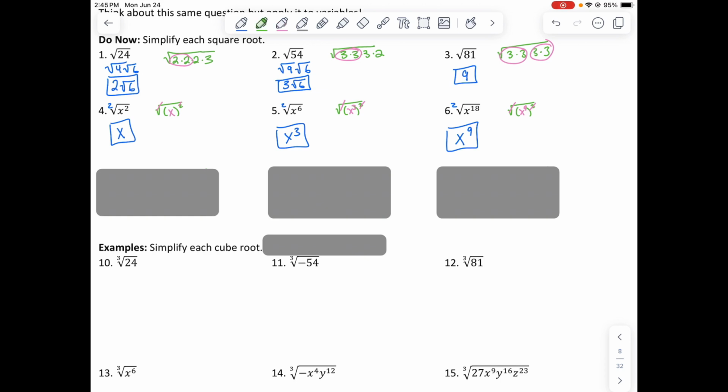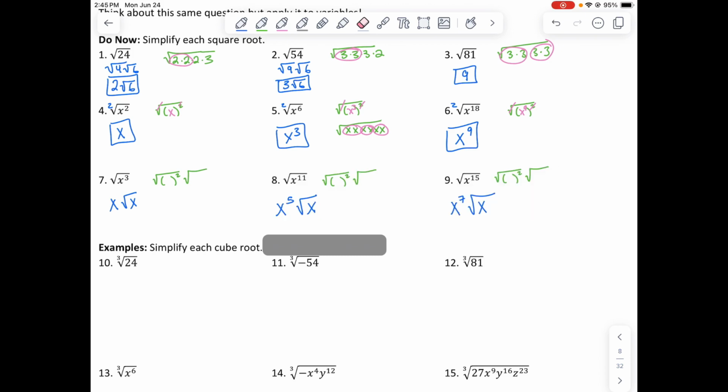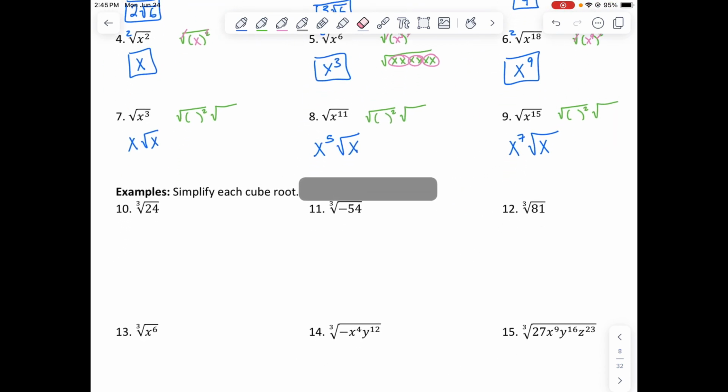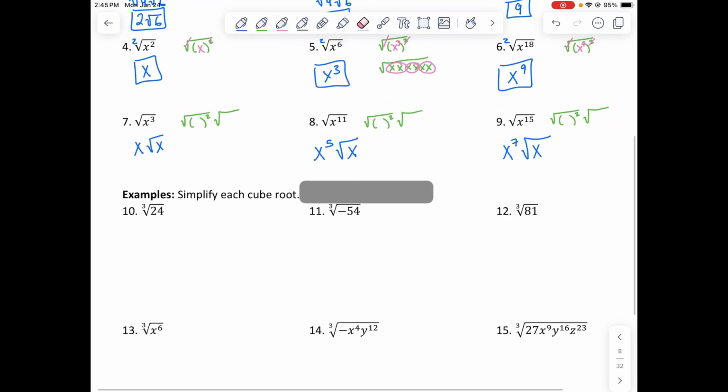Or you could imagine writing out all of your x's. I'm not going to write out 18 x's, but I will write out the 6 of them here, just to visually show you that we would have 1, 2, 3 sets of 2 x's, so I would have an x to the 3rd and nothing left in the radicand. In the next row here, since my exponents are odd, that wouldn't be the case.